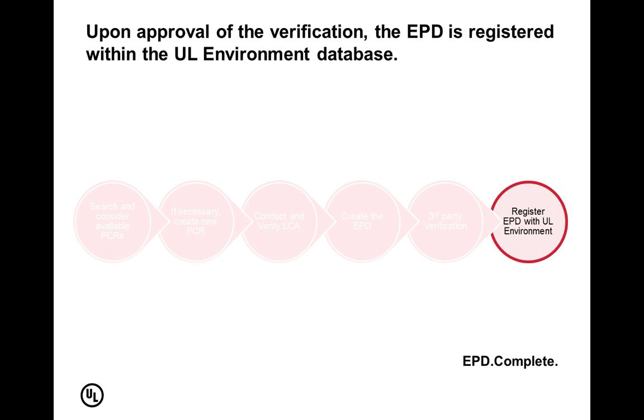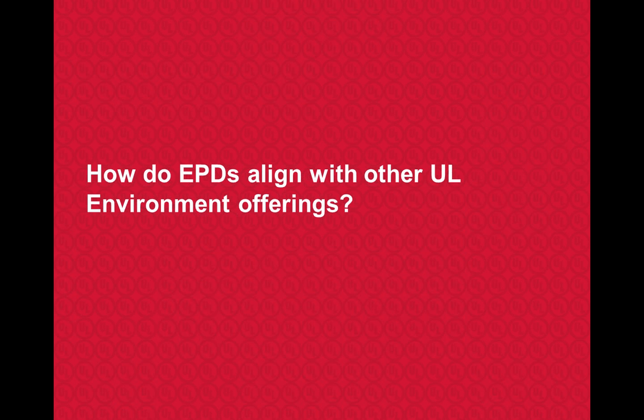So last but not least, after that entire process is complete, the environmental product declaration is registered with the program operator, and it can be used in the marketplace as an ISO 14025 compliant environmental product declaration. So I do want to touch on one other pretty important aspect of environmental product declarations.